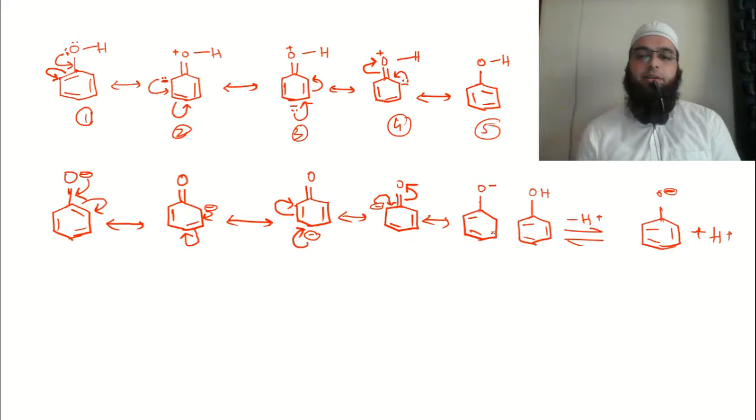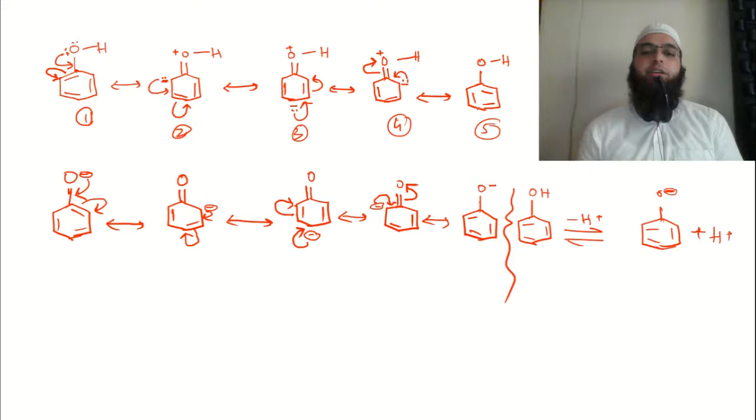So what's the difference between the hybrid structures of phenol and the phenoxide ion? If we look at the hybrid structures of phenol, then there is a positive charge on the oxygen. In 3 hybrid structures, there is positive charge on the oxygen, and there is a charge separation. There's charge separation in this case. That means in these 3 structures we have positive charge as well as negative charge.